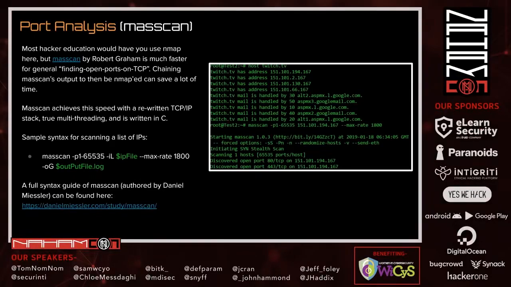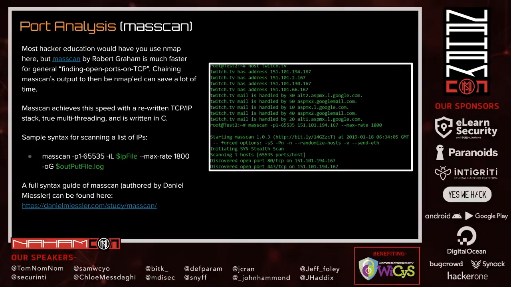So the tool that we use here is MassScan by Robert Graham, and it's much faster at just finding open TCP ports. It doesn't do any of the fancy Nmap scripting engine or version analysis or anything like that. But when you find out the port's open, you can feed the open ports to Nmap to do the fancy scanning, and that's what I do in my tool chain.